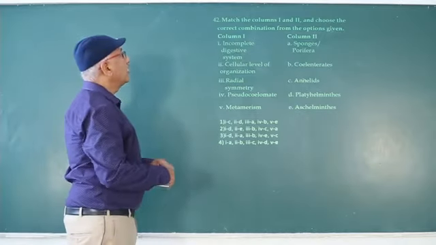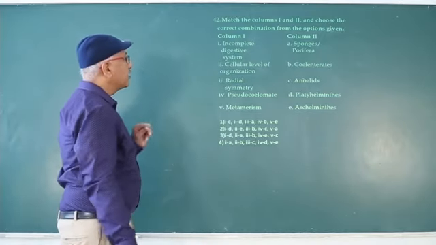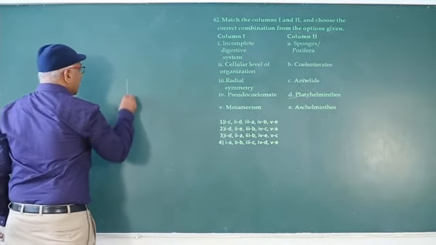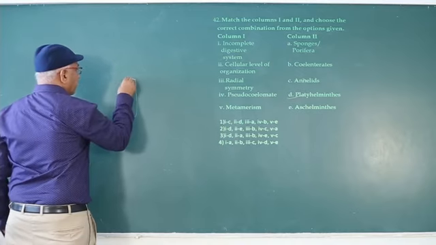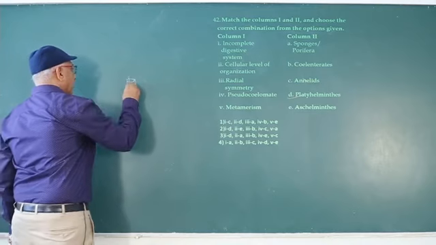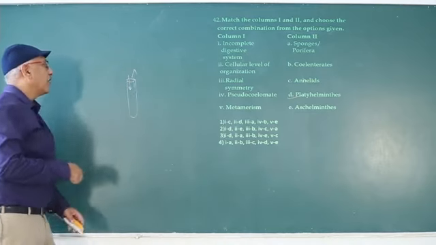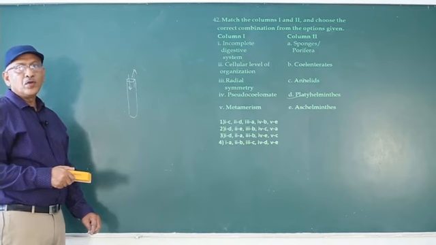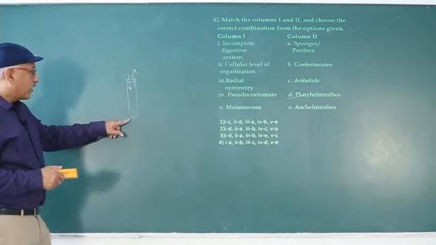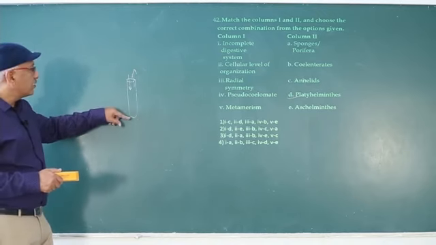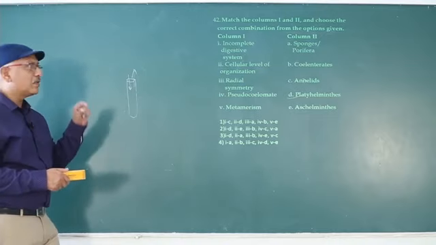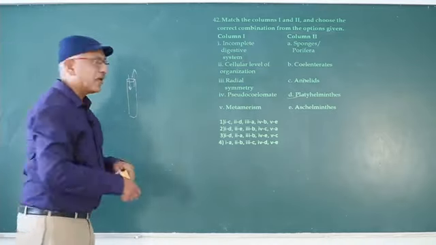Match column 1 and column 2. Incomplete digestive system in Platyhelminthes. Why do Platyhelminthes have an incomplete digestive system? Due to the absence of an anus, it is a two-way gut: food enters the alimentary canal and undigested food goes out the same way. That's why it is known as a two-way gut. Sac-like, no anus. A sac-like gut means incomplete. A complete gut contains both mouth and anus.